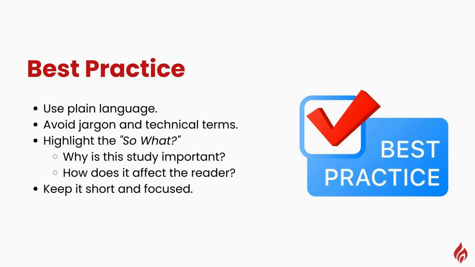Next, avoid jargon and technical terms. I know Ellie already emphasized this in the first video, but it's worth repeating. Complex scientific terms can make a summary harder to follow. And another key tip is to highlight the so what. Ask yourself, why does this research matter? Why should your audience care? Always explain the real-world implications of the findings in a way that resonates with your audience. And remember, you know your audience best.